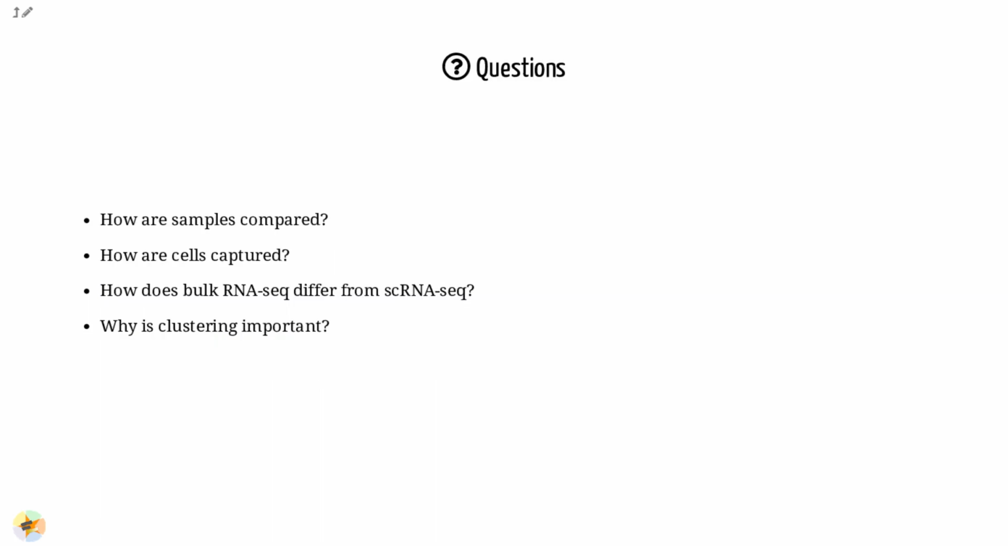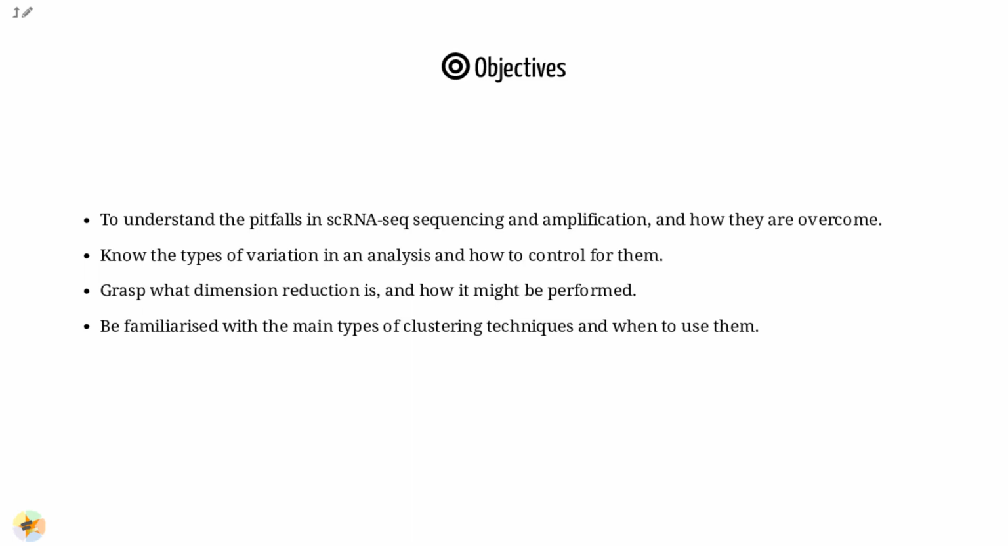How are samples compared? How are cells captured? How does bulk RNA-seq differ from scRNA-seq? Why is clustering important? To understand the pitfalls in scRNA-seq sequencing and amplification, and how they are overcome, know the types of variation in an analysis and how to control for them, grasp what dimension reduction is, and how it might be performed, be familiarized with the main types of clustering techniques and when to use them.